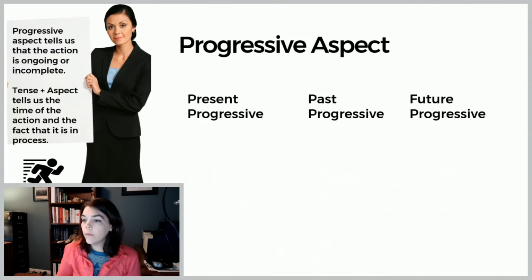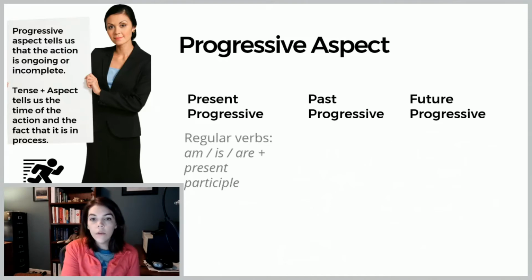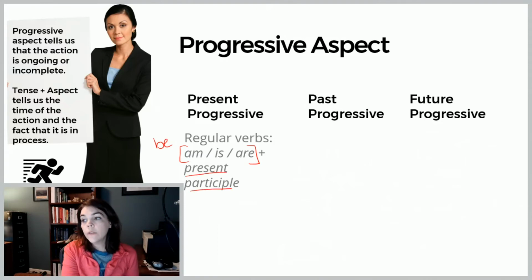So in the present progressive, you have the be verb. Notice that am, is, and are are forms of the be verb. And you have a present participle. Okay, so you take be and it will look different depending on what the subject is. So if I want to say he, it's he is reading a book.